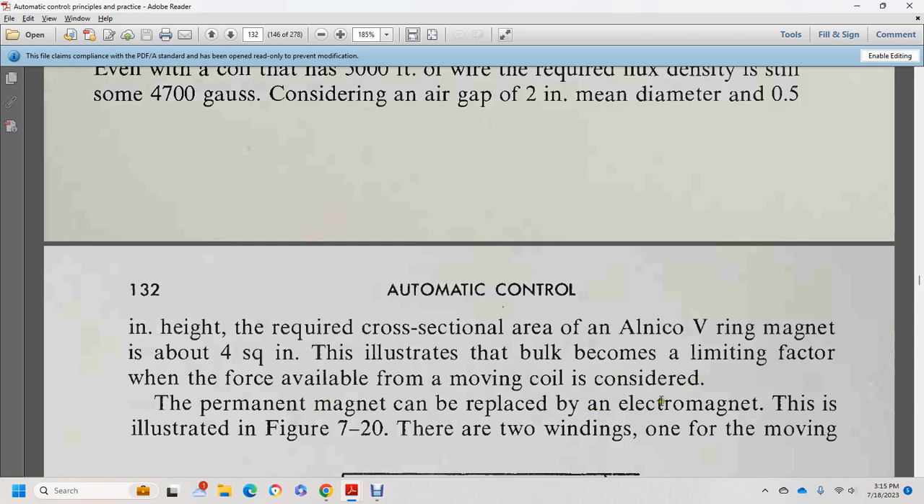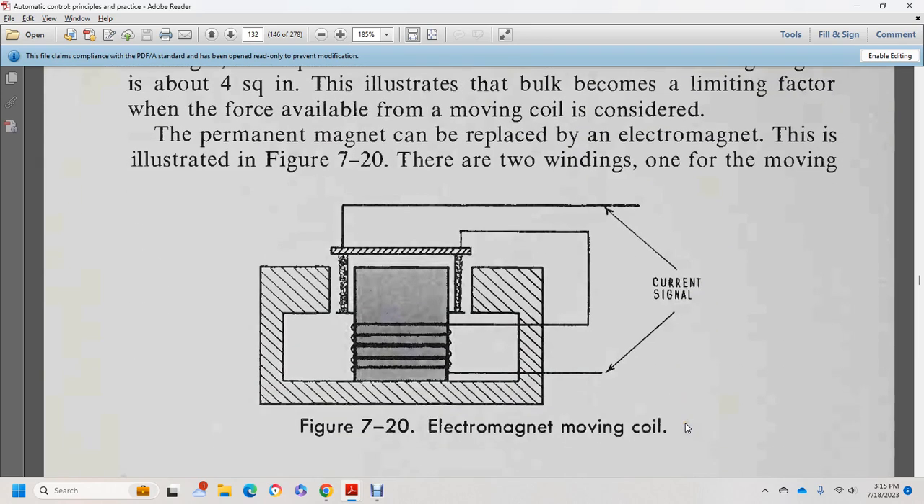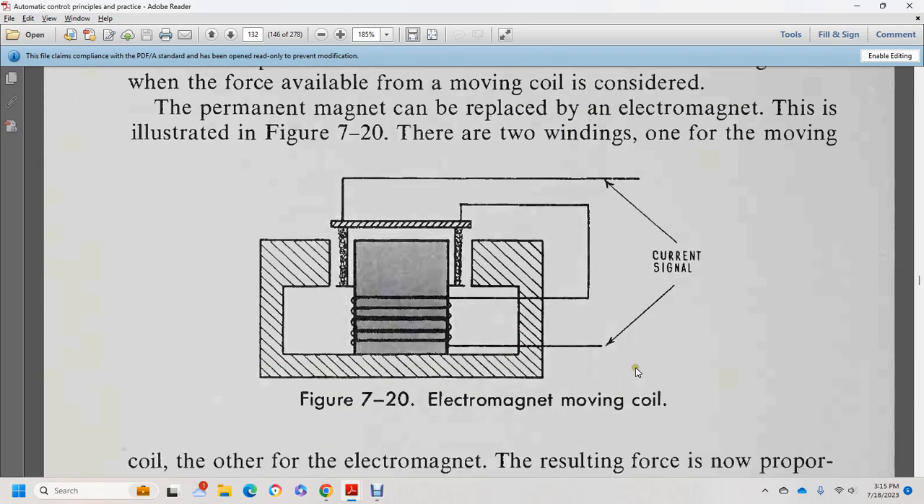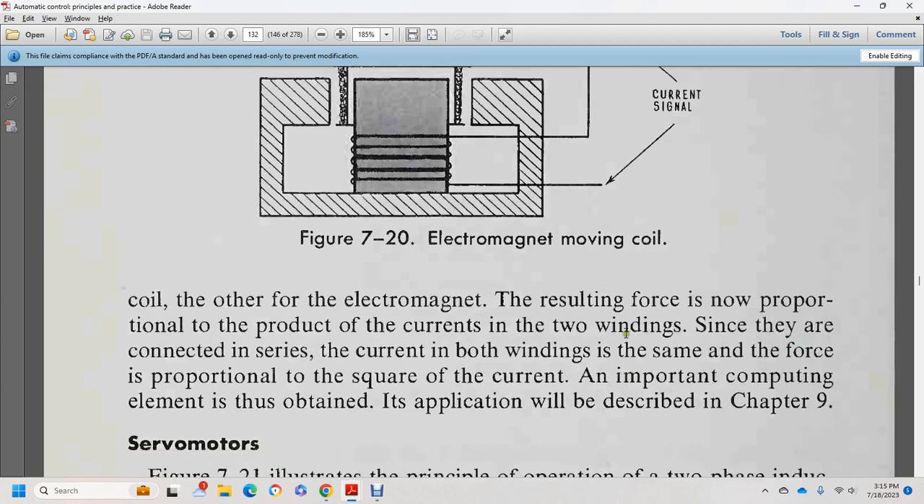A permanent magnet can be replaced by an electromagnet, as illustrated in figure 7-20. There are two windings, one for the electromagnet and one for the moving signal coil. The resulting force is proportional to the product of the currents in the two windings. If the same current is sent through both windings, the force is proportional to the square of the current, an important computing element in the application of the mode described in chapter 9.